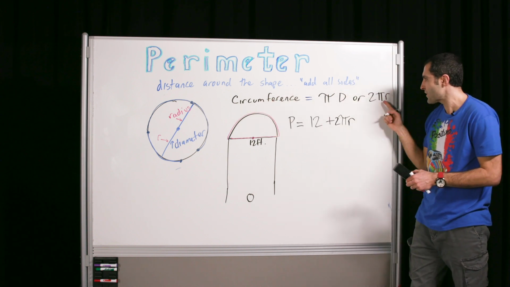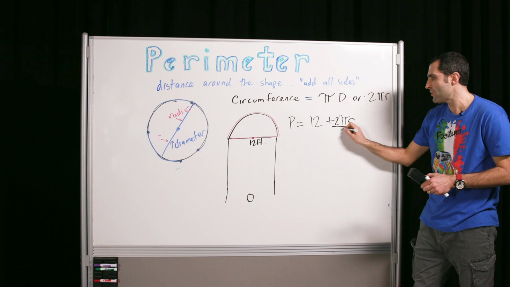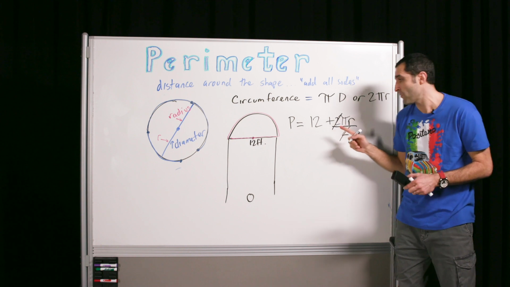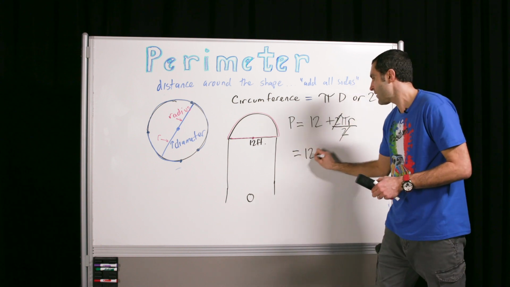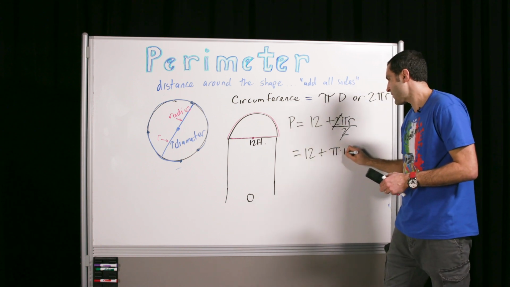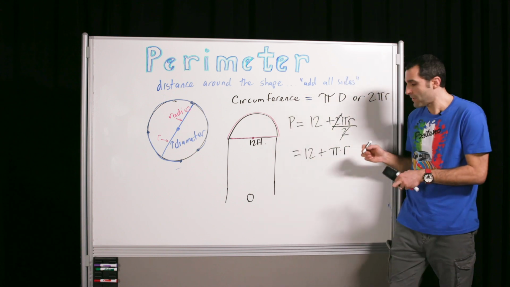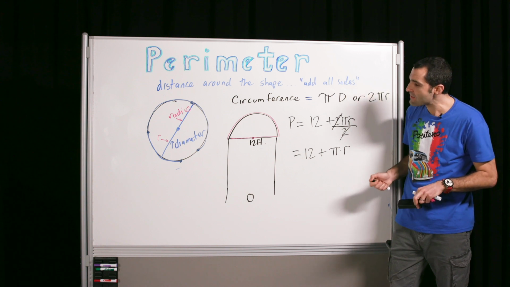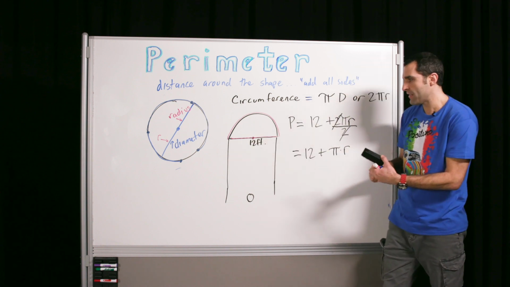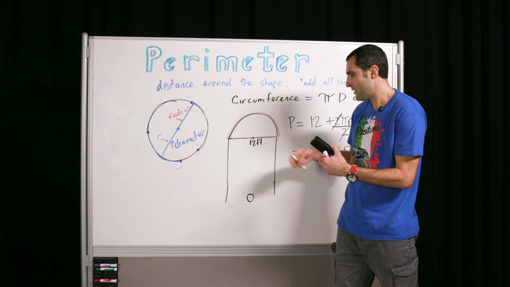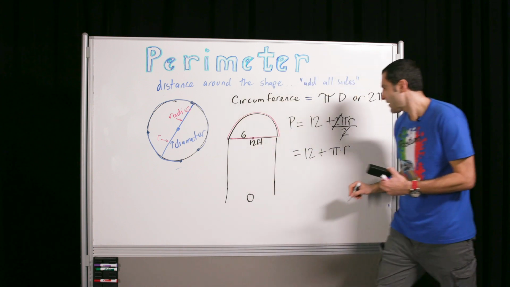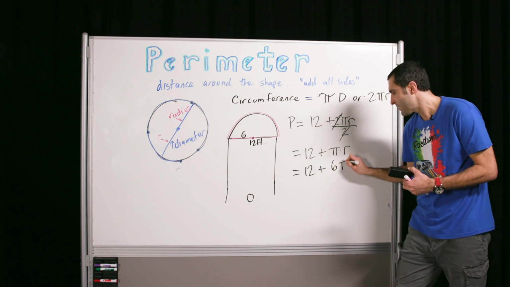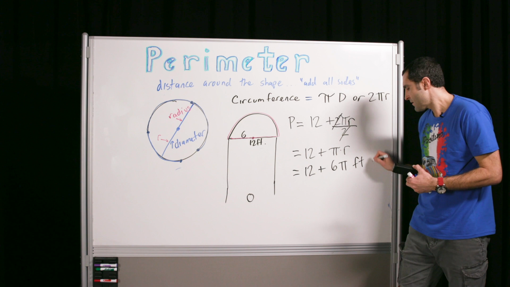So if this is the full circumference, if we divide this by 2, 2 divided by 2 goes, and there it is, pi times radius once more. So there we go, 12 plus pi times whatever the radius is. And this will be the circumference of that semicircle. And the radius in this case is not 12, because that's the diameter. Radius, I'm going to put it in like I said before, is 6. And so there it is, 12 plus 6 pi feet, right?